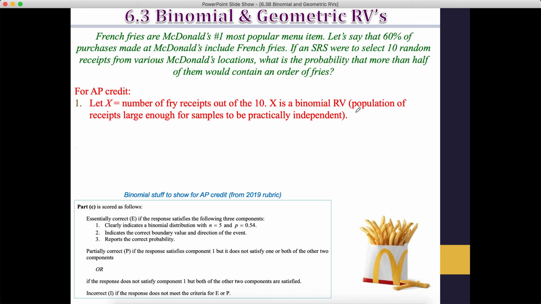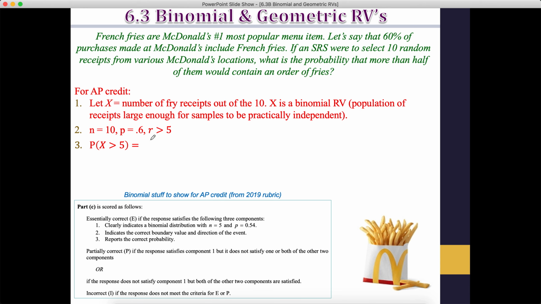So independence, check, we got it. This is a binomial situation, no problem. Here's our parameters. We have that n is 10. We're looking at a 60% probability of success. We're considering a success to be pulling a receipt that has fries on it somewhere. And then the r value is very specific to the boundary statement. So if you don't want to include that here, that's fine. It's kind of roped up in this.